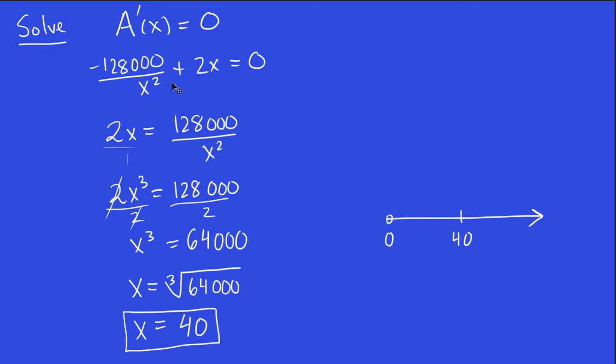So if I put in a number into here, like say, I don't know, 20, let's see what happens. I'm just going to use my calculator. 128,000 divided by 20 squared plus 2 times 20. I get negative 280, so I know that this is negative here. And over here, if I take some number like, I don't know, 50, and put it in my derivative here, I get 128,000 divided by 50 squared plus 2 times 50, 48.8, so it's positive. I don't really care about the answer, I just care about if it's positive or negative. And I know at 40 it's 0, the derivative. This is A prime. And this chart tells me all I need to know. It tells me that it's decreasing and then it's increasing, right? So we do have an absolute minimum here at 40.